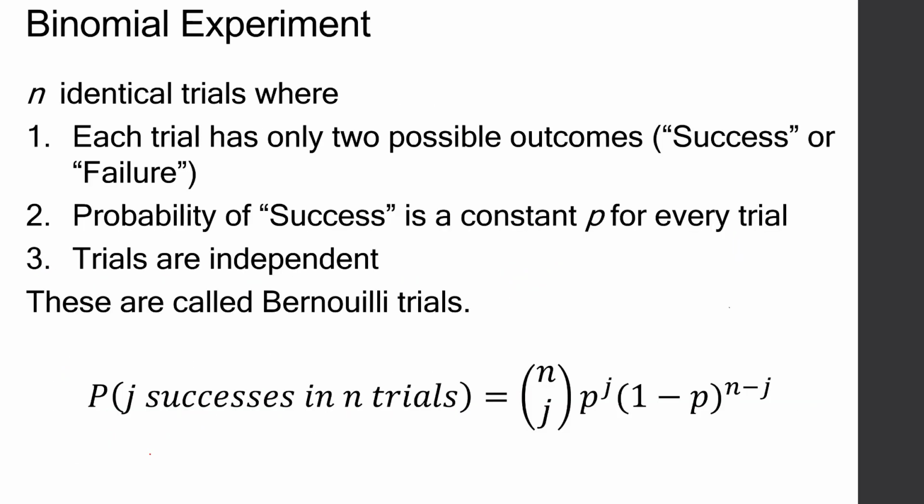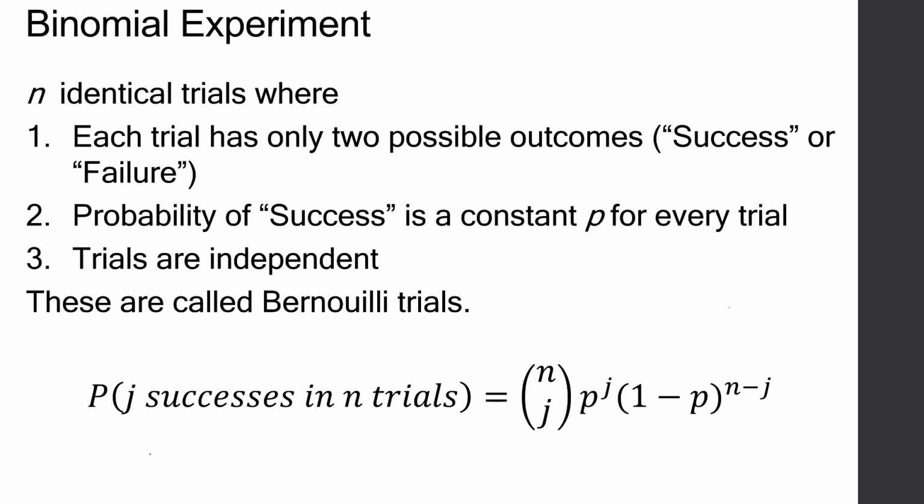All right, so we're going to talk about two specific discrete distributions. The first one is the binomial distribution, and the next one's going to be Poisson. But for now, the binomial experiment. This is where we have n identical trials where each trial has only 2 possible outcomes, which we'll call a success or a failure. And the probability of a success is the same, p, for every single trial. And the trials are independent. These individual trials are called Bernoulli trials.